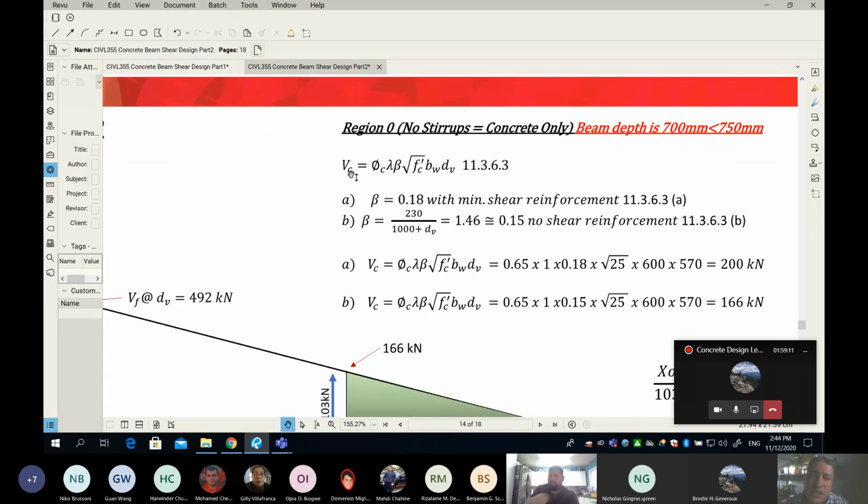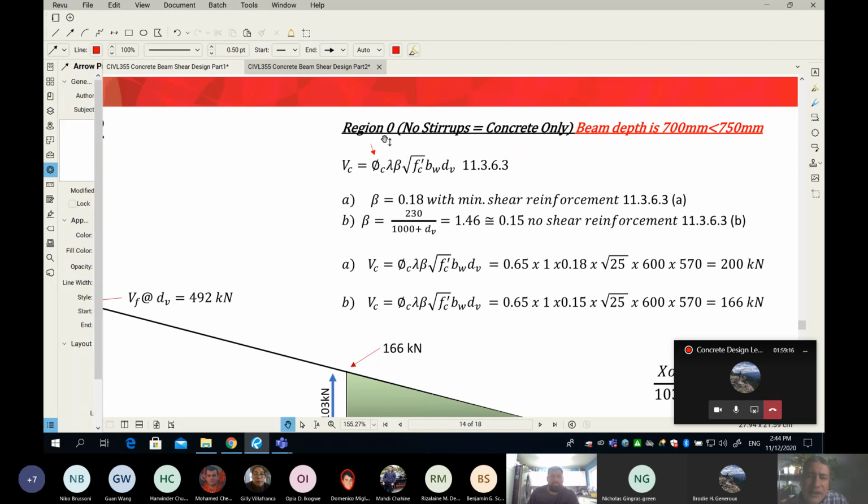Let's estimate our VC. And you can see there is no surprise. There are some items available for you like phi C, lambda, F prime C, and the width of the beam. But there are a couple of things you have to find: DV, which you already found, 570 millimeter. And then the beta, which we will cover next. Guys, for beta, we have two code clauses. One says if you have minimum reinforcement, then it is 0.8. And if you have no minimum reinforcement, you use this equation, 230 over 1000 plus dV. So that's how I got my beta.